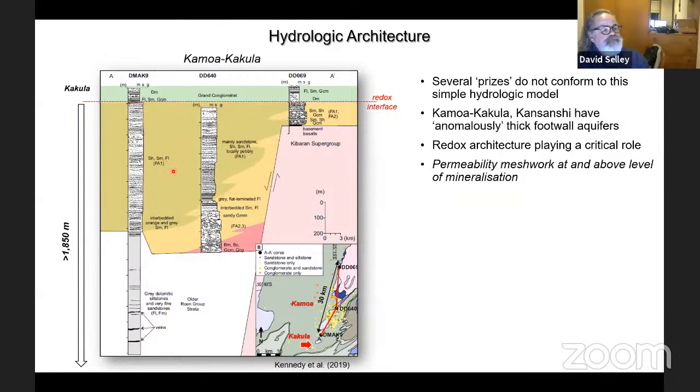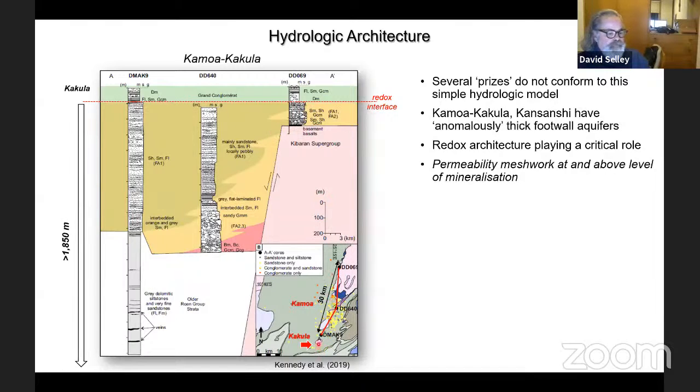This profile, as it says here, is Kamoa-Kakula. This is one of the largest of the Congolese deposits in the far northwestern arm of the Copperbelt. We're looking at profiles from Kennedy and others in 2016, from south through to north, over a lateral distance of something like 30 kilometres. We can see macroscopically that there are some significant thickness variations in this footwall aquifer. And indeed, as we come to the north, we're in a very condensed sequence, so we've come out onto the basin margin here.